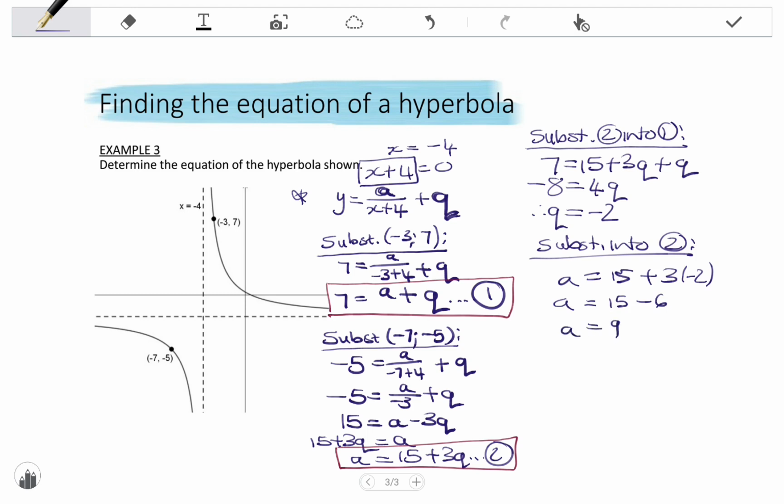So I have the q value and the a value, so I can now write out the final equation. y equals a, which is 9, over the denominator was x plus 4, and then I add my q value, which in this case was negative 2, and I have the equation of the hyperbola.